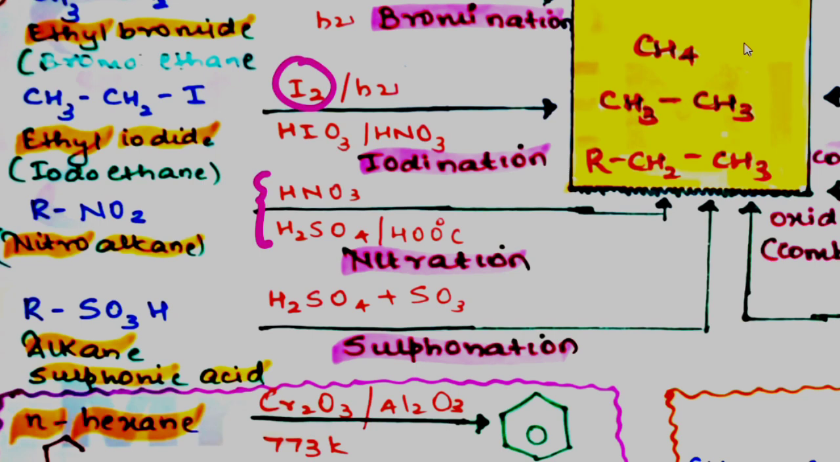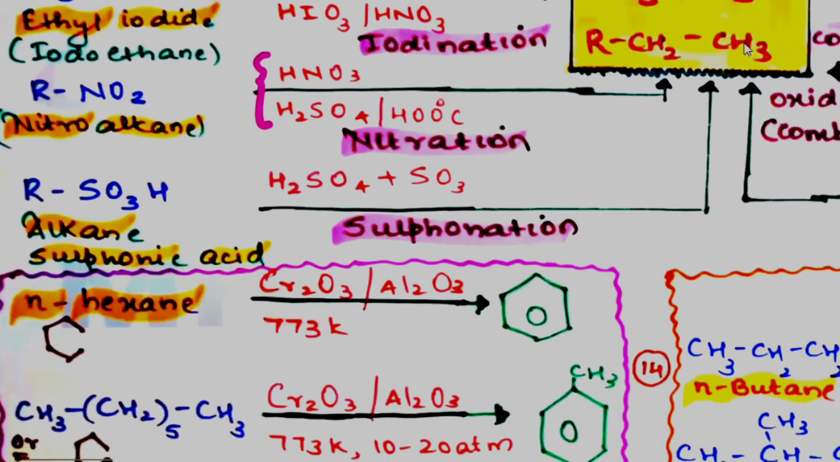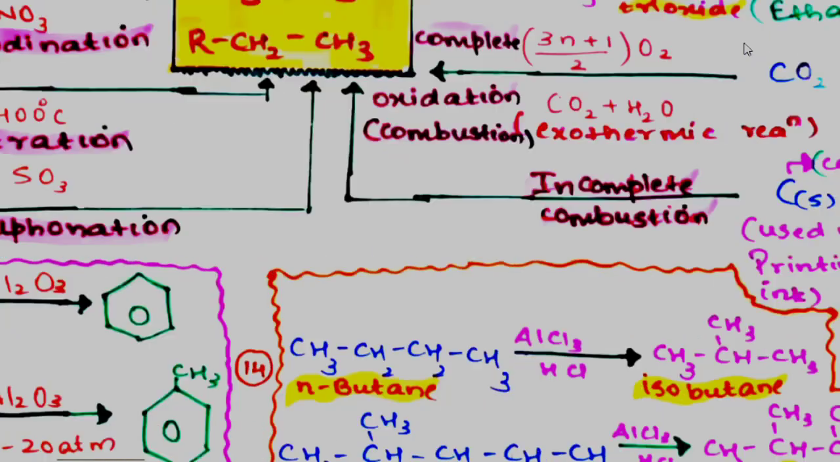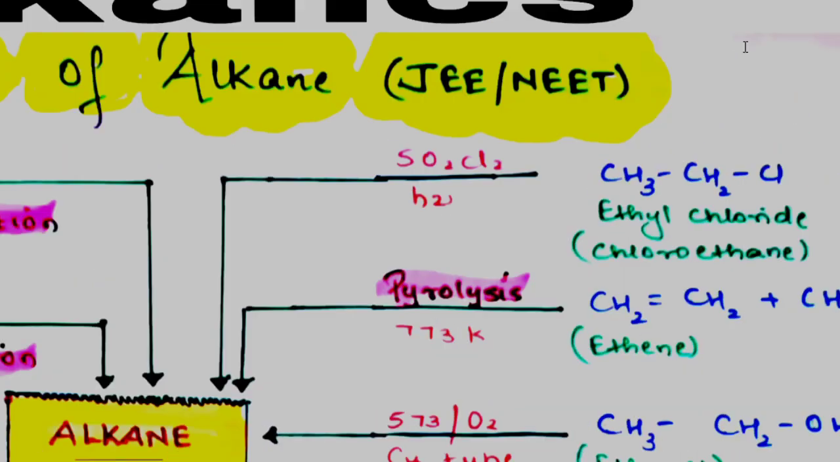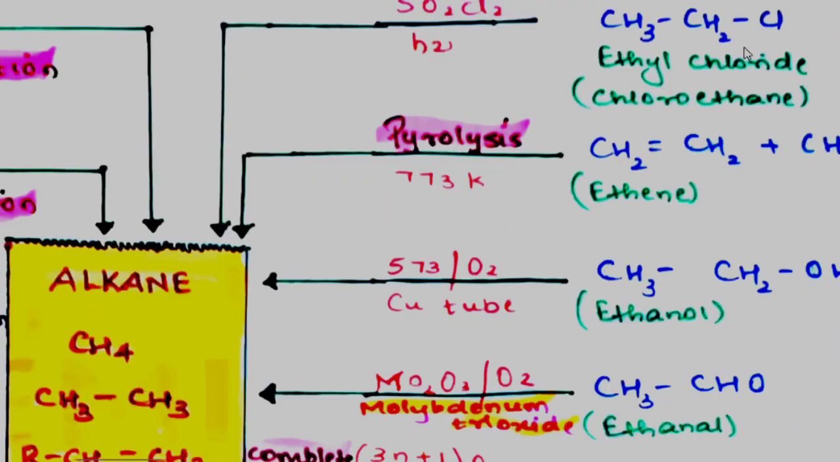Clear? Same way, if I carry out the reaction in the presence of sulfuric acid, we will get the final product as alkane sulfonic acid. There are a few more sets of reactions. The next one is, if I take sulfuryl chloride, I will get chloroalkane.